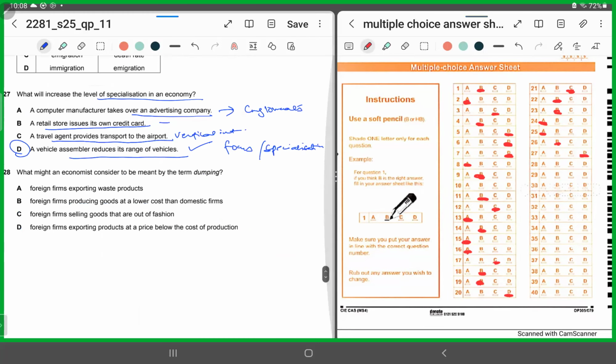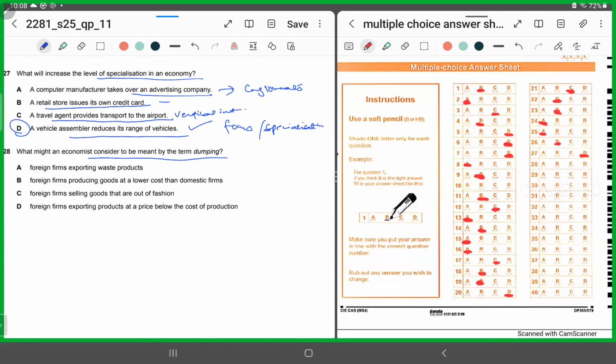Number 28. What might an economist consider meant by the term dumping? Dumping is where foreign firms sell products, export goods at a price below their cost of production, right? So foreign firms exporting products at a price below the cost of production. B says foreign firms producing goods at a lower cost than domestic firms. No, all are incorrect. It's only foreign firms exporting products at a price below the cost of production. Why? Because they aim to seize the market share in the exporting countries. So for 28, we'll shade in D.